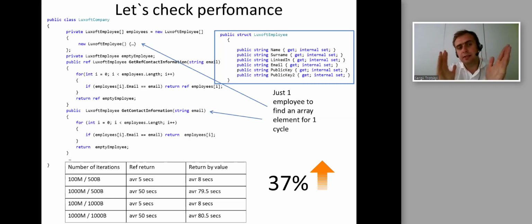I checked some performance, I did some tests, and I see that if we are using ref returns, it has better performance, around 37% on average.